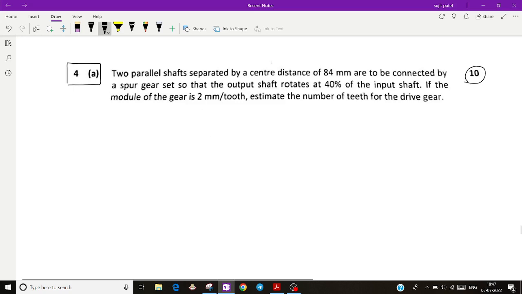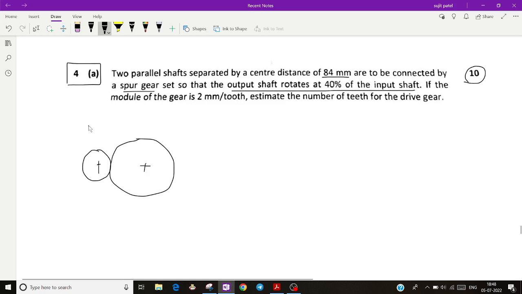Two parallel shafts separated by center distance 84 mm. So here one is driver gear and one is driven gear. Somewhat this kind of arrangement, and I am denoting the driver gear as 1. So the center distance between them is 84 mm, and they are connected by spur gears such that the output shaft rotates 40% of the input shaft.